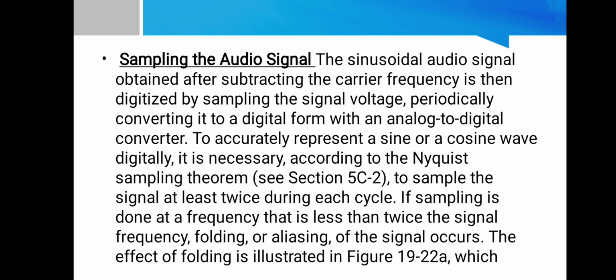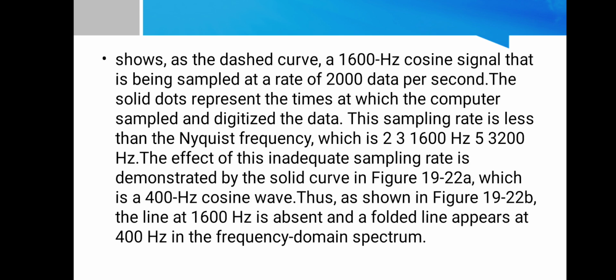If sampling is done at a frequency that is less than twice the signal frequency, folding or aliasing of that signal occurs. The effect of folding is illustrated in the figure, which shows as the dashed curve a 1600 Hz cosine signal that is being sampled at a rate of 2000 data per second. This sampling rate is less than the Nyquist frequency, which is 2 times 1600 Hz.